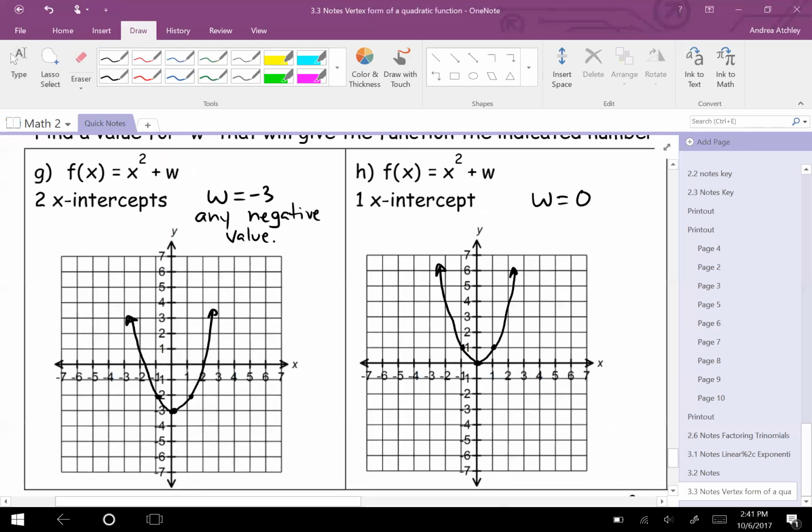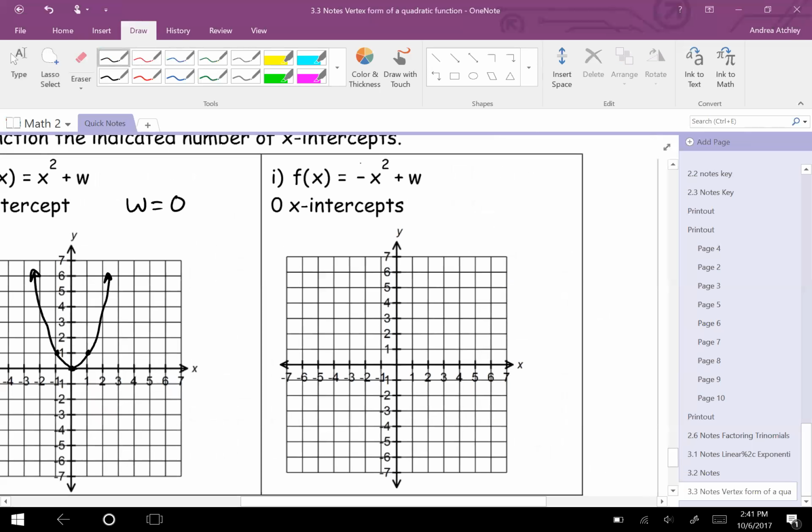Okay. Last one is a negative x squared. What does that negative tell me? It's facing down. My parabola should face down. So my parabola is going to look like this, but what would I need to add to it to have it have 0 x-intercepts? Where would it need to go? Down. So what value would there be? Doesn't matter, just any kind of negative number, right? Yes. Why?